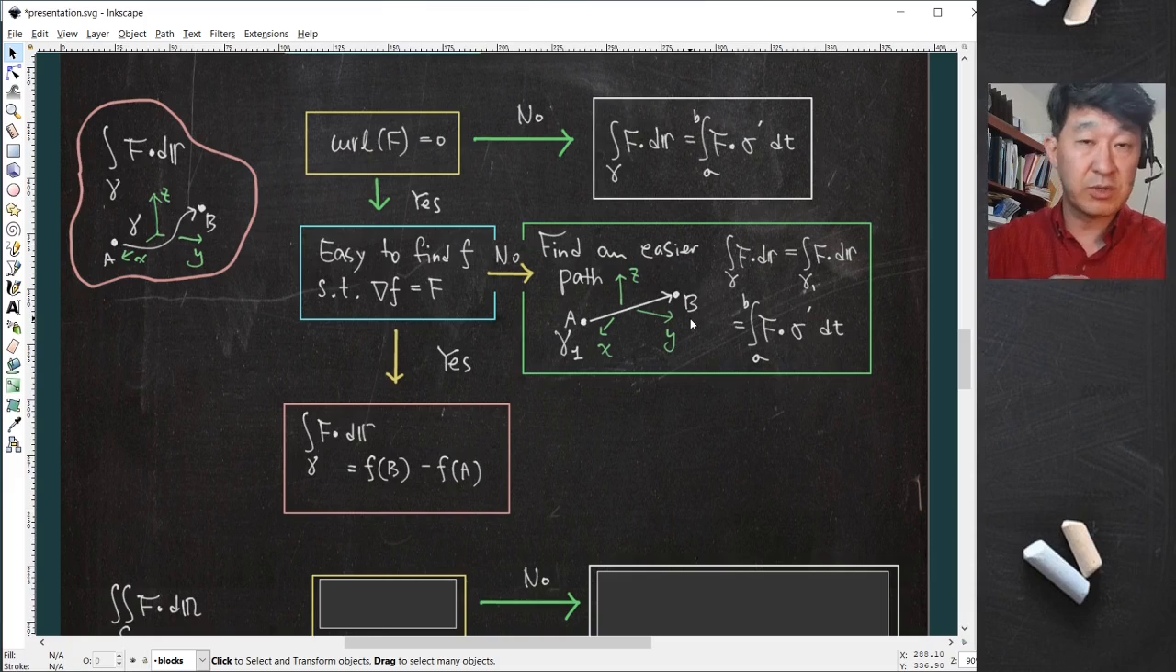So if the curl is 0, again, you can replace the path with whatever is easier, and then you can use the parameterization of that replaced path to calculate the line integral. The line integral value will be the same.